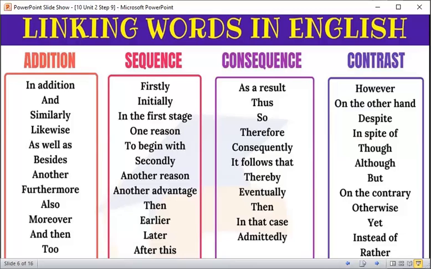You can read these linking words. Make sure you use some of them in your writing. It will make your ideas coherent, and it will give much more coherence to your sentences.